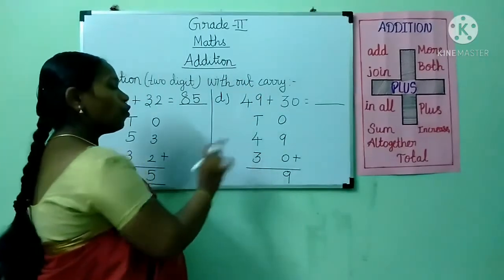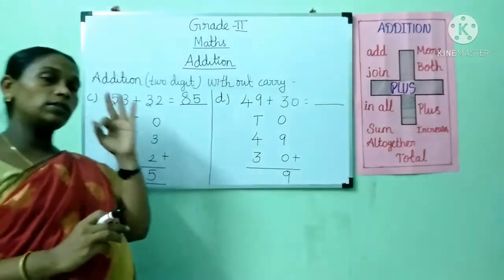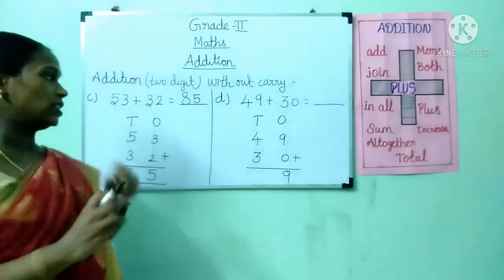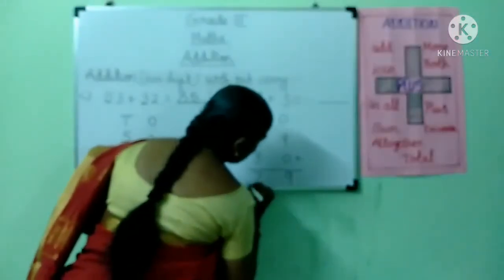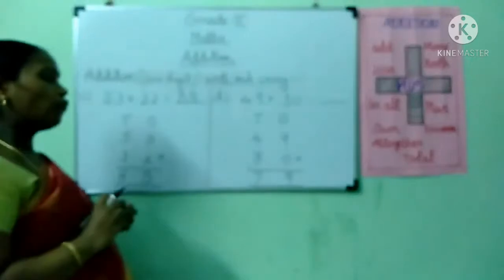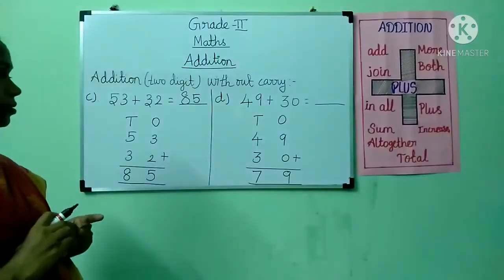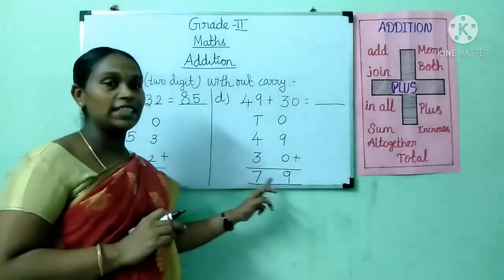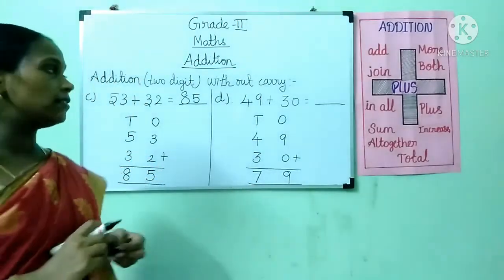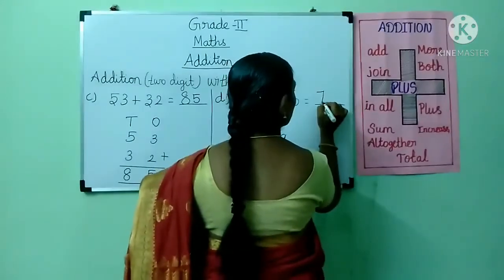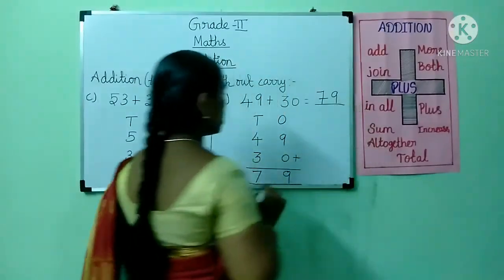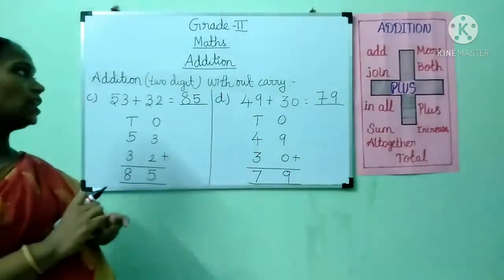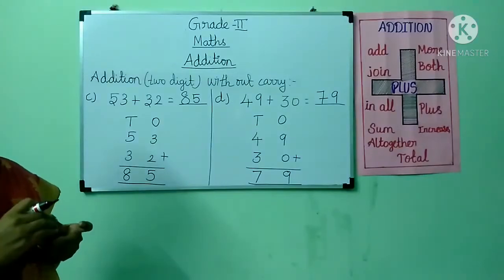Next, tens place, 4 and 3. 4 in the mind, 3 in the finger. 4 after 5, 6, 7. So write 7. What is this answer? 79. Are you clear, children? How to add this 2-digit number? This is without carry. With carry will see after. Okay.